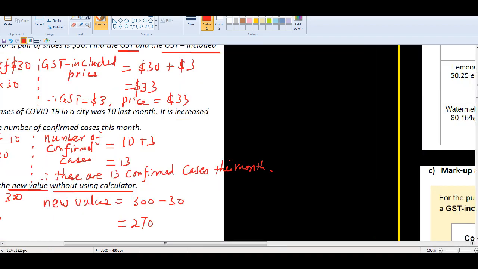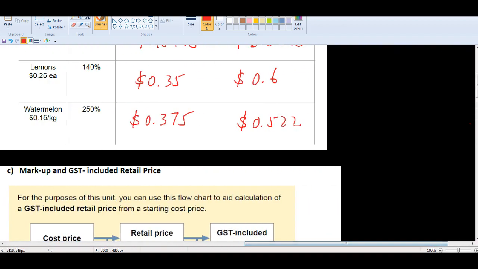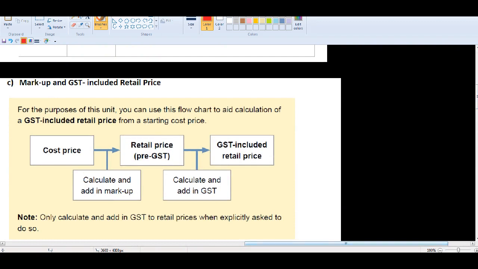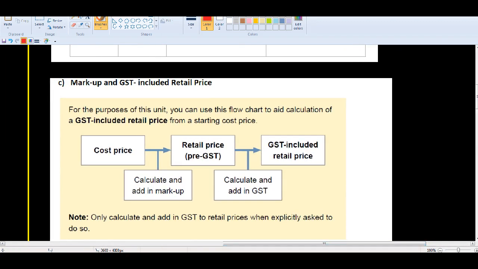Alright, so the next thing, let's have a bit of revision on GST. Do you still remember GST? GST means goods and services tax. This is a way to have a portion of our consumption going to the government. The relation is well shown in this chart.